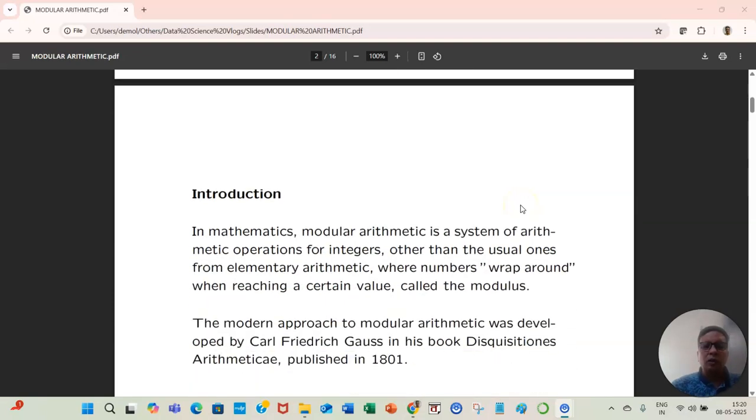Hello friends, today I am going to talk on modular arithmetic, sometimes called clock arithmetic. In mathematics, modular arithmetic is a system of arithmetic operations for integers, other than the usual ones from elementary arithmetic, where numbers wrap around when reaching a certain value called the modulus. The modern approach to modular arithmetic was developed by Carl Friedrich Gauss in his book Disquisitiones Arithmeticae, published in 1801.